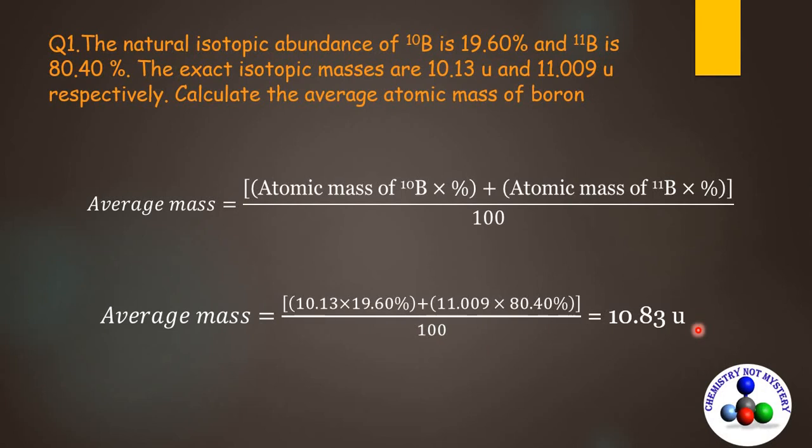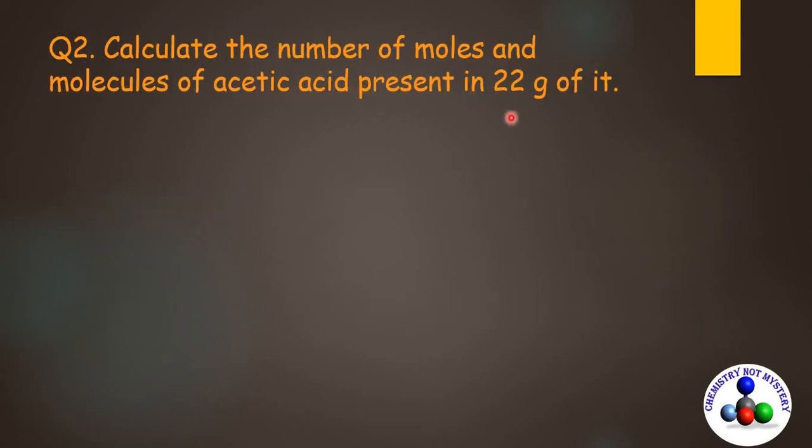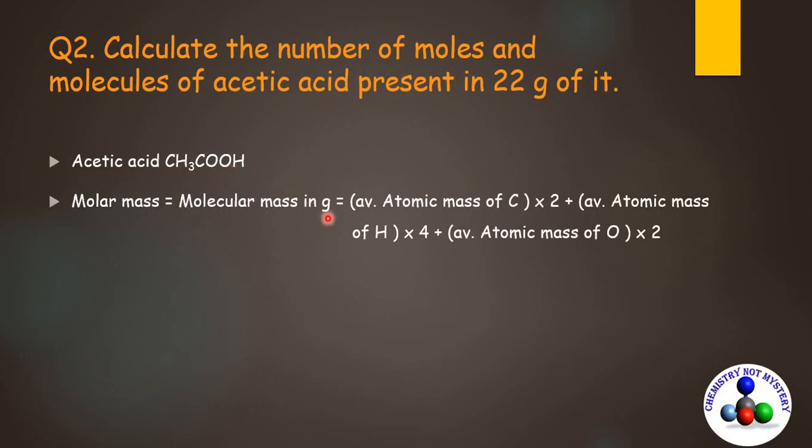Now come to the next question. Calculate the number of moles and molecules of acetic acid present in 22 grams of it. The formula of acetic acid is CH3COOH. You can calculate the number of moles by dividing the given weight 22 grams by its molar mass.